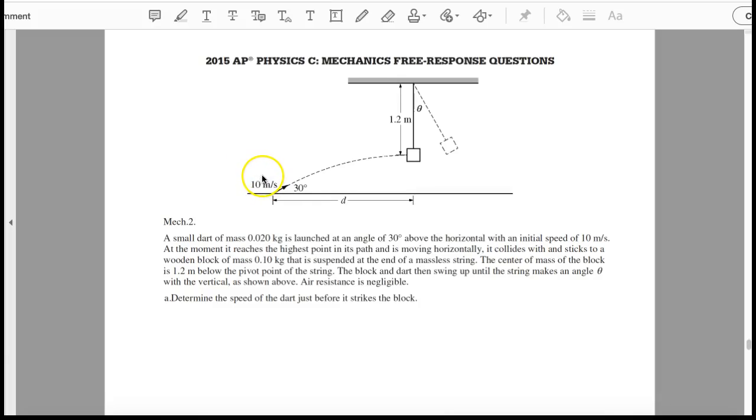Hey, this is Horner, and this is the 2015 AP Physics C Mechanics Free Response question, number 2. And this one deals with a ballistic pendulum.